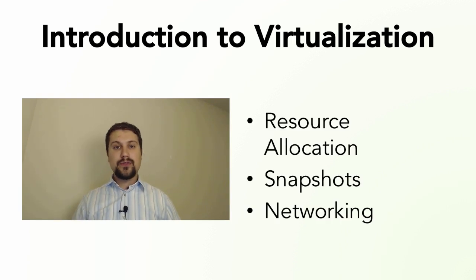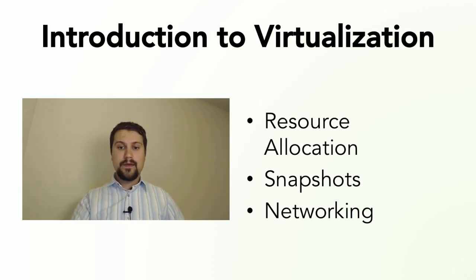So I want to talk about three things: resource allocation, snapshots, and networking. Those are three very distinct things that VMs and virtualization do differently than physical hardware.